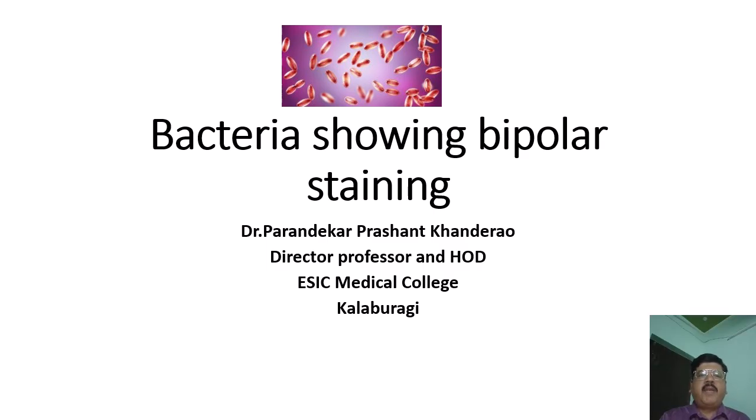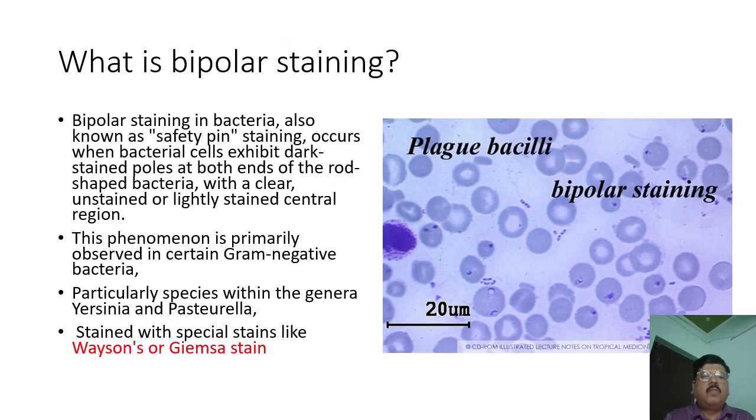Today's topic is bacteria showing bipolar staining. What is bipolar staining? Bipolar staining in bacteria is also known as safety pin staining and occurs when bacterial cells exhibit dark stained poles at both ends of the rod-shaped bacteria with a clear or unstained, lightly stained central region.